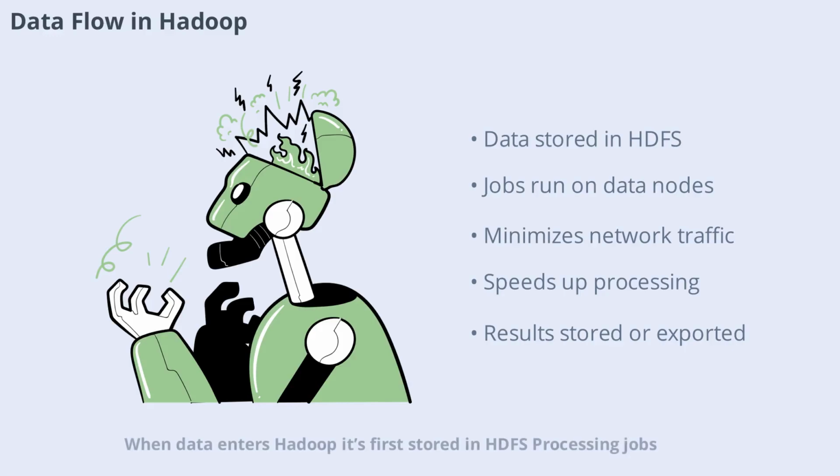When data enters Hadoop, it's first stored in HDFS. Processing jobs like MapReduce are then scheduled to run on the nodes where the data resides. This data locality principle minimizes network traffic and speeds up processing. The results can be stored back in HDFS or exported to other systems for further analysis.